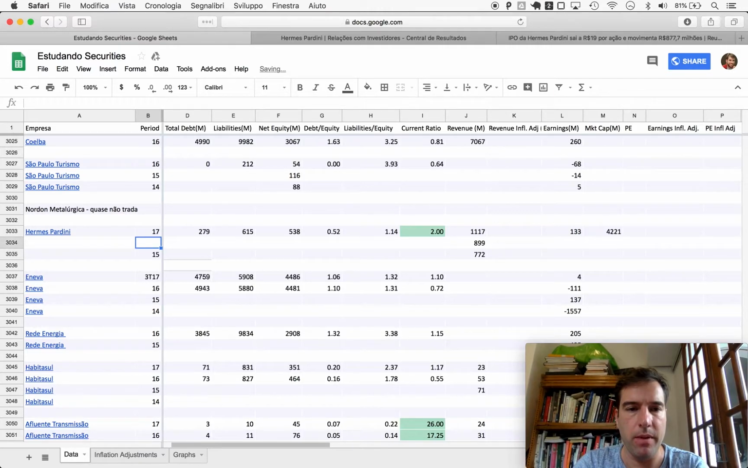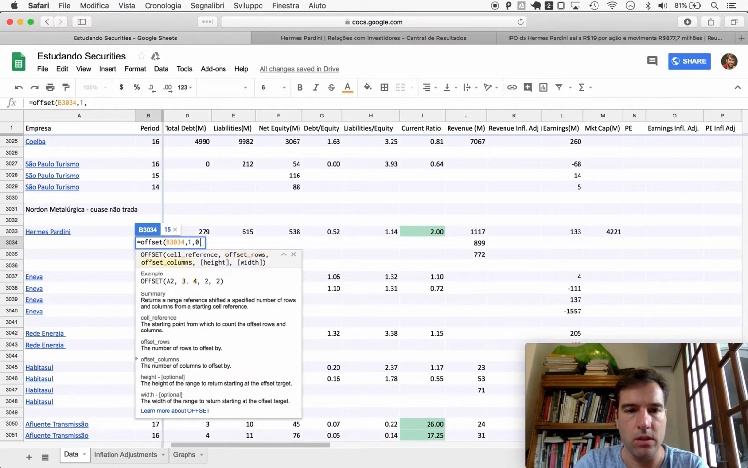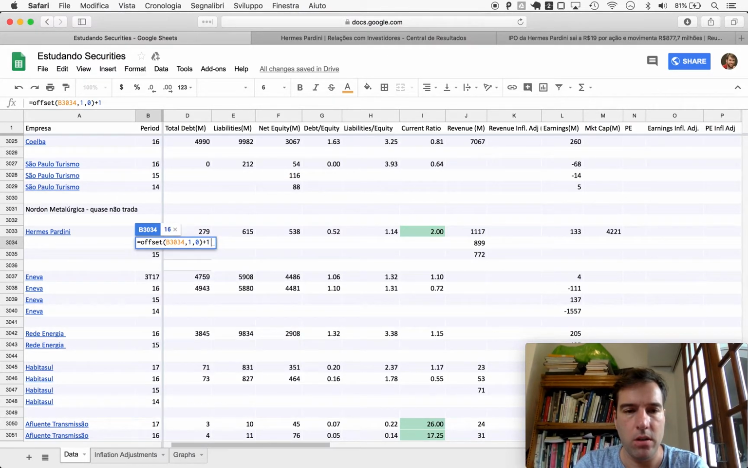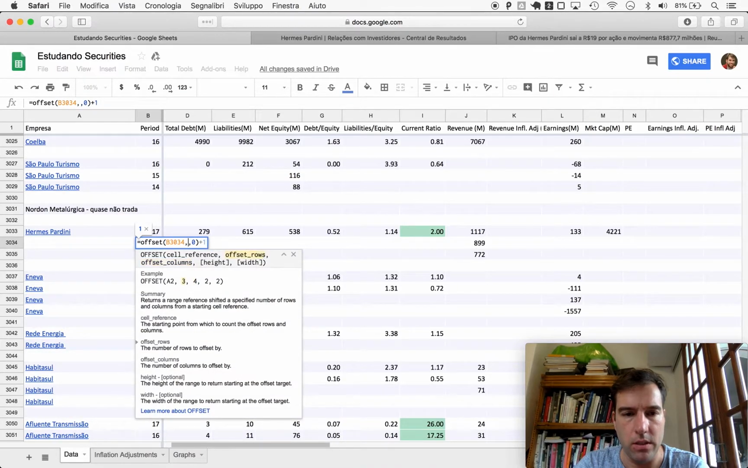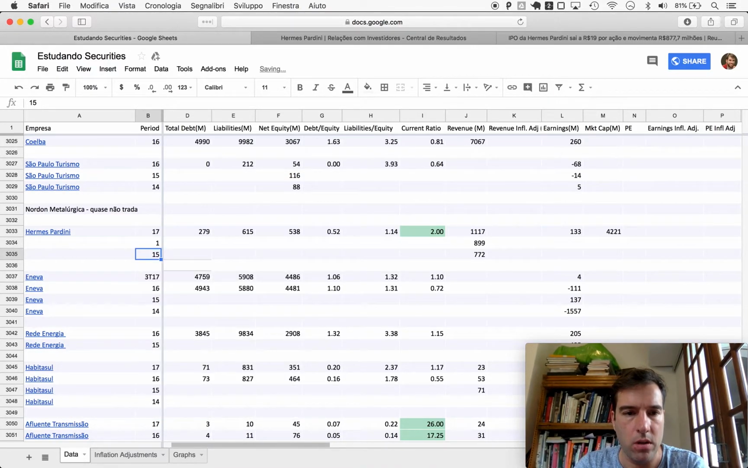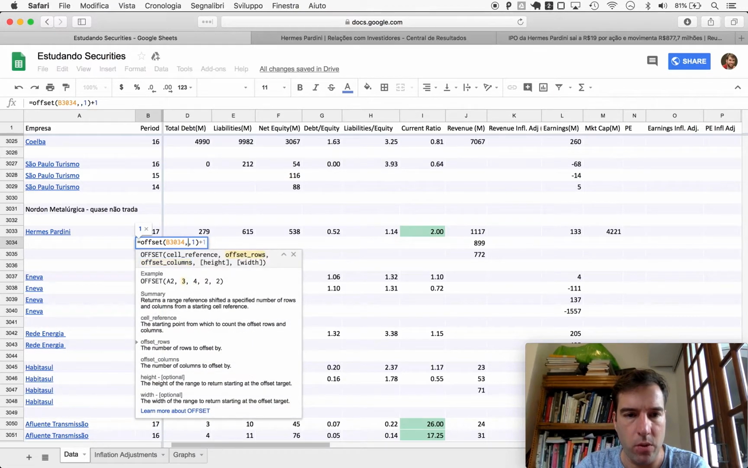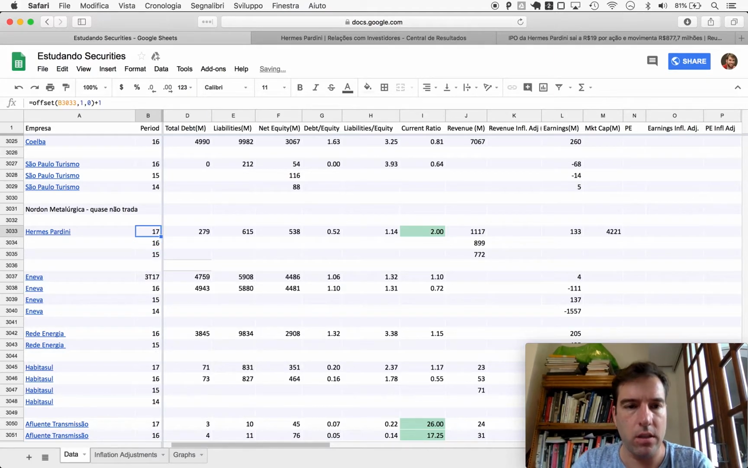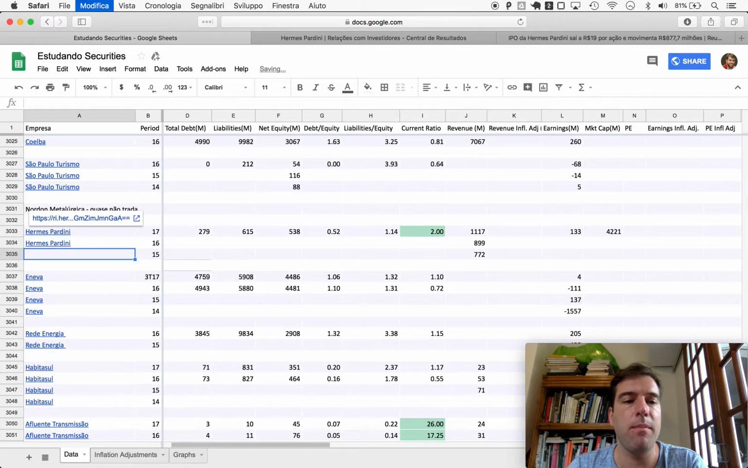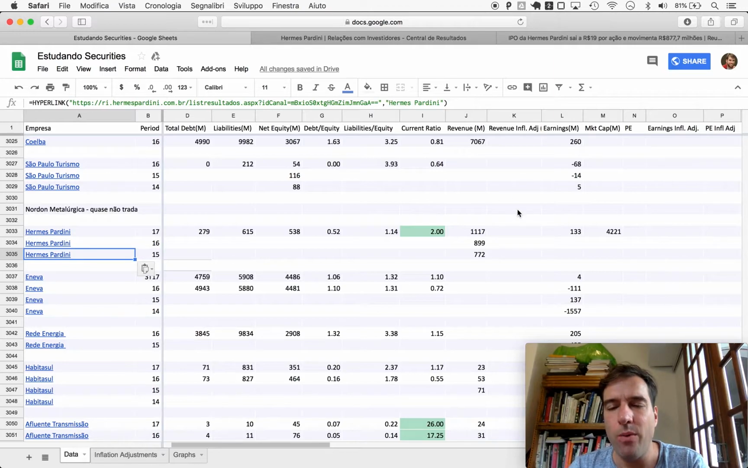15, so let me just make offset. 10. Or is it 0, 1? It was 10. Yes. Cool. And we can see what we would expect from a company that just IPO'd, which is revenue growth. That's the bare minimum. Otherwise, why would they have IPO'd?